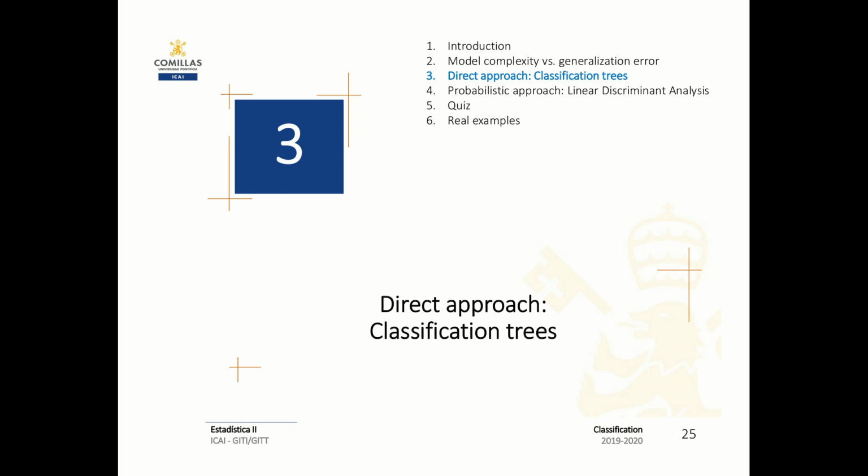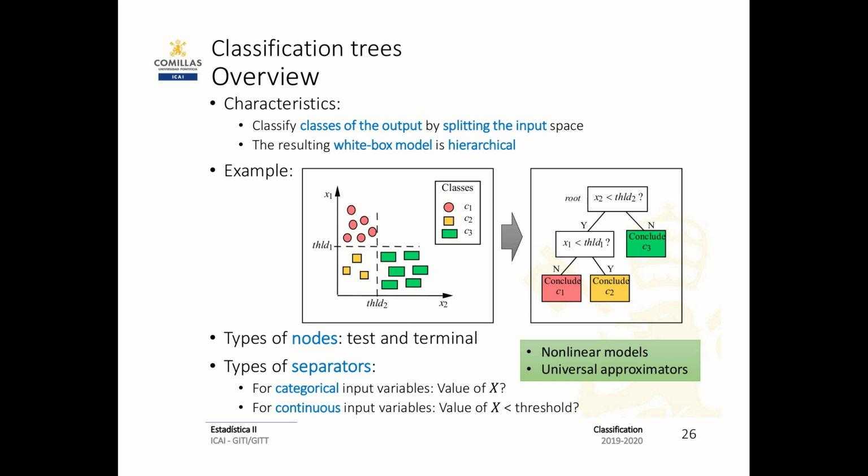So the next topic in this classification lecture is about how to construct classification trees. A classification tree is a technique that splits the input space x1, x2 into different regions, and for each one of these regions, it assigns a label. So let's say that we have three classes and they are distributed in this way.